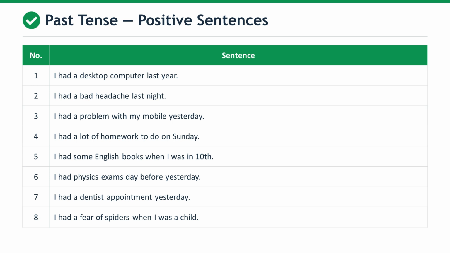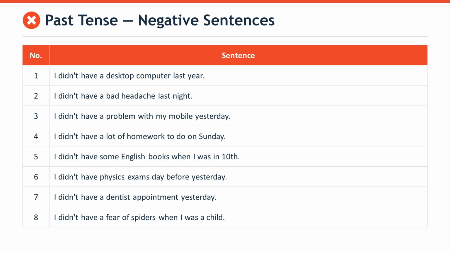Number 6. I had physics exams day before yesterday. Number 7. I had a dentist appointment yesterday. Number 8. I had a fear of spiders when I was a child. Notice that all these sentences use had, regardless of the subject. Had stays the same for everyone. Now let us look at the negative sentences in the past tense.